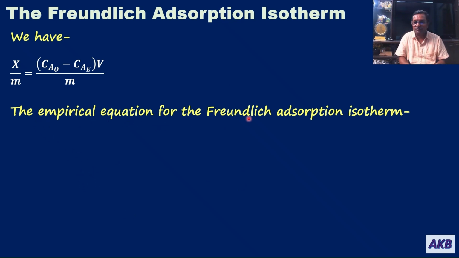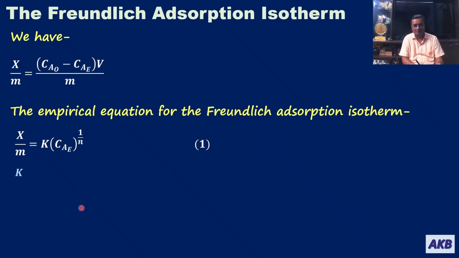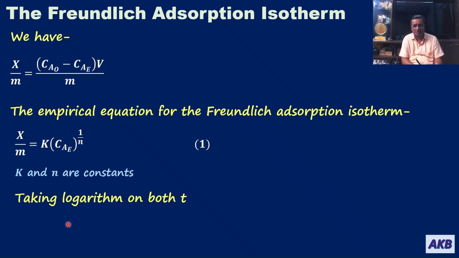So the empirical equation for the Freundlich adsorption isotherm is x by m is equal to k into C_e raised to 1 by n. So x by m can be found out experimentally. C_e can be found out experimentally. What you have to get by using equation 1 are these constants k and n. So in this, k and n are constants, and how to get them?